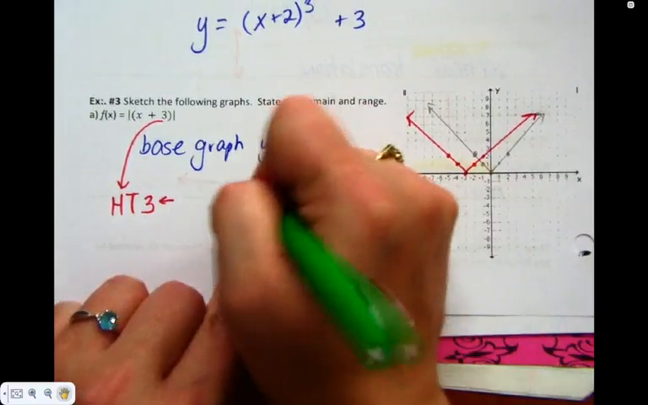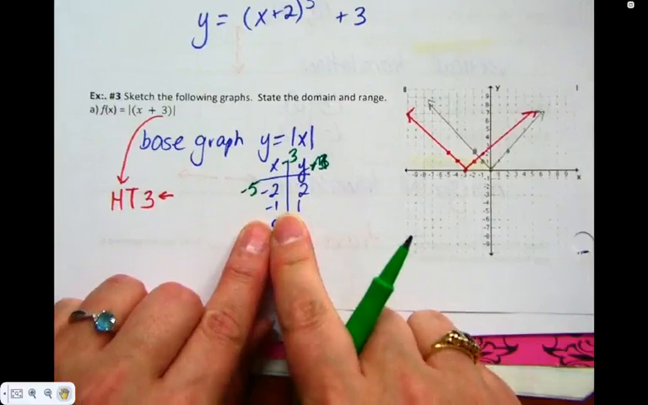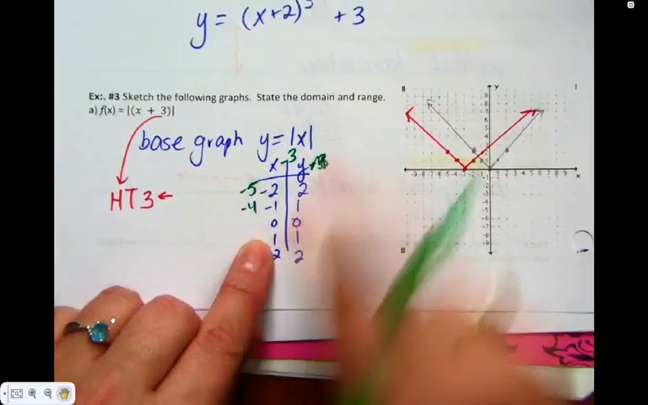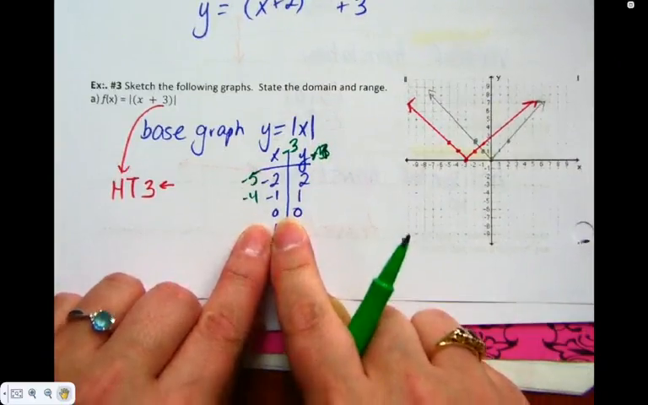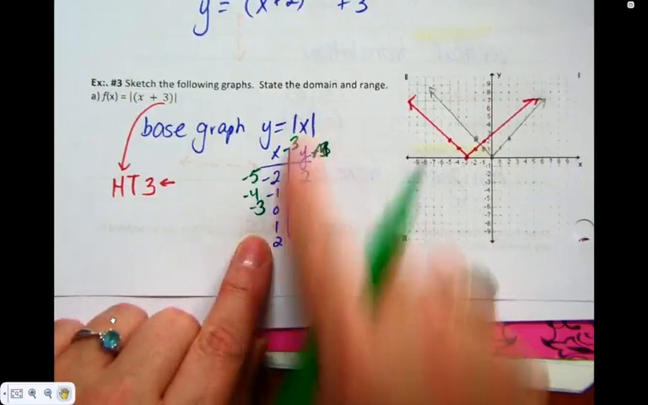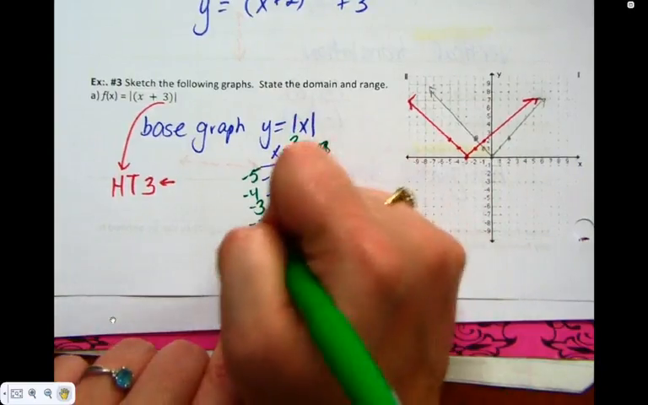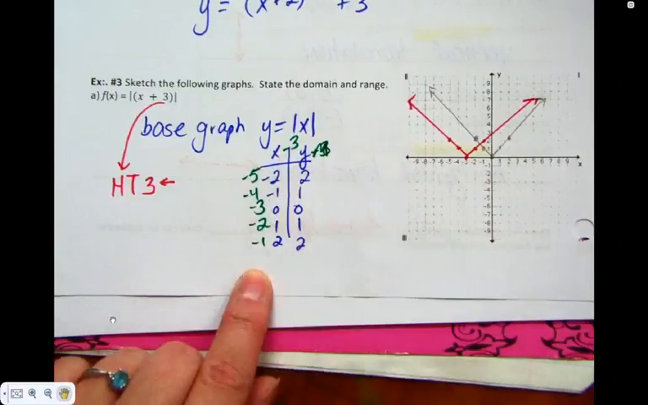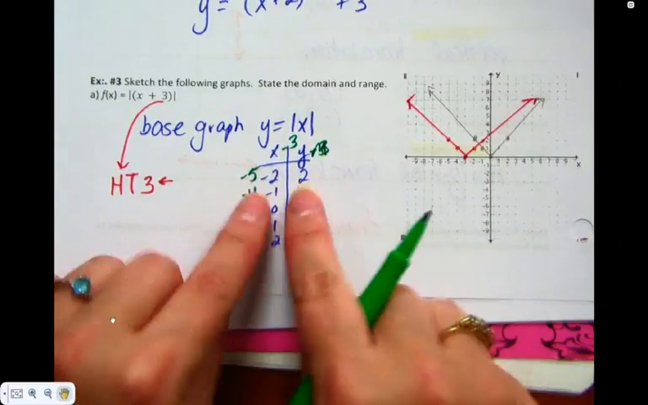Negative 5. And if I take negative 1 and I subtract 3, what do I get? Negative 4. And if I take 0 and subtract 3, I get negative 3. If I take 1 and subtract 3, I get negative 2. And 2 subtract 3, negative 1. And then what you can do is just plot the new coordinates.